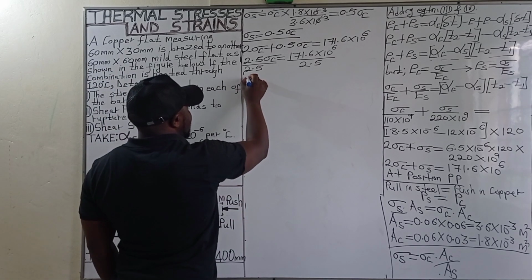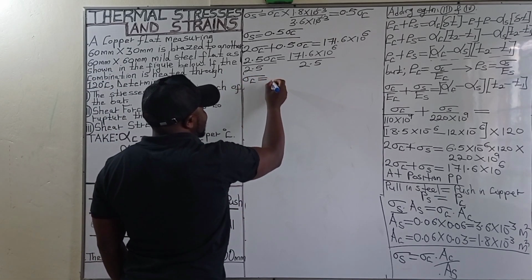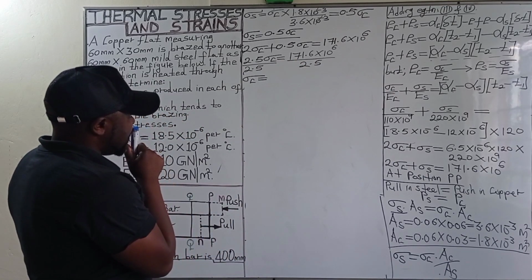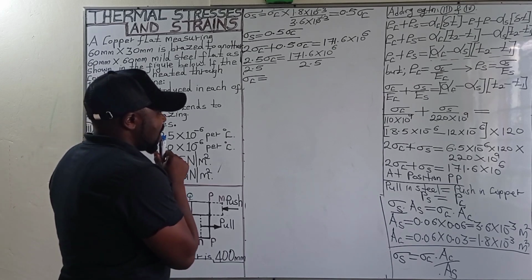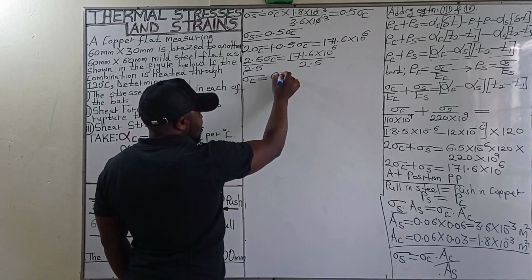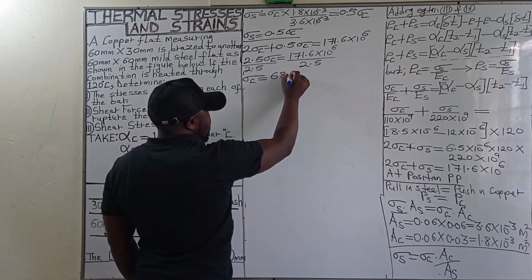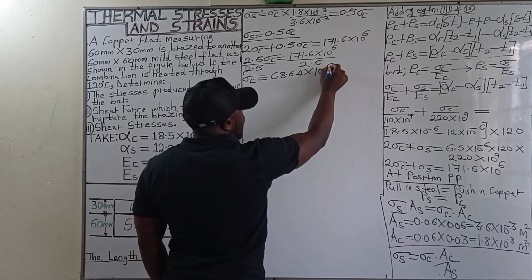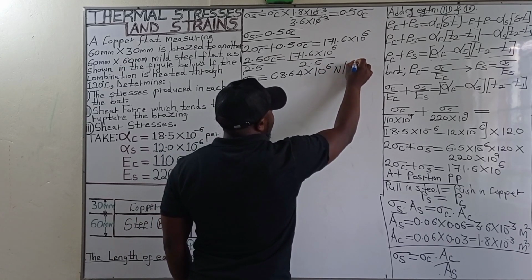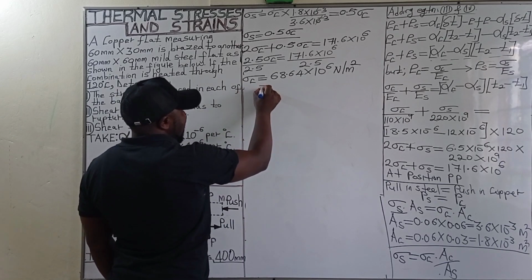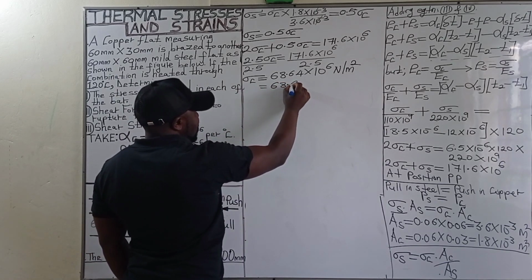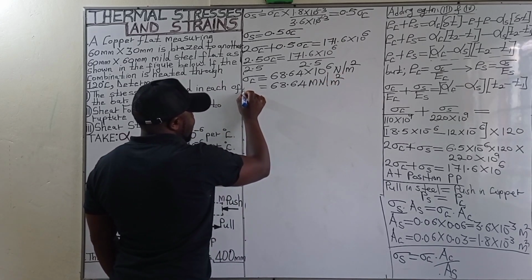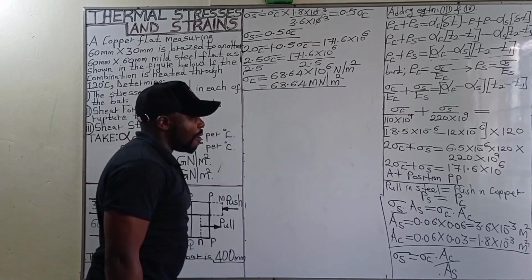So this is going to give us the stress in copper to be 171.6 times 10 raised to the power of 6 divided by 2.5. That happens to be 68.64 times 10 raised to the power of 6 newtons per square meter, which can be rewritten as 68.64 mega newtons per square meter. Therefore, that is the stress in copper.